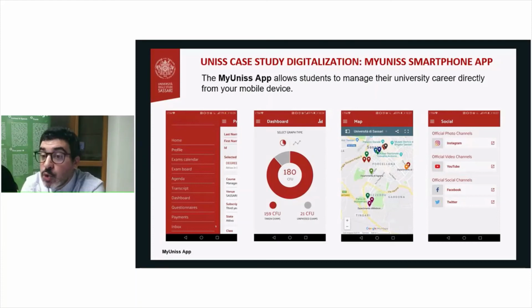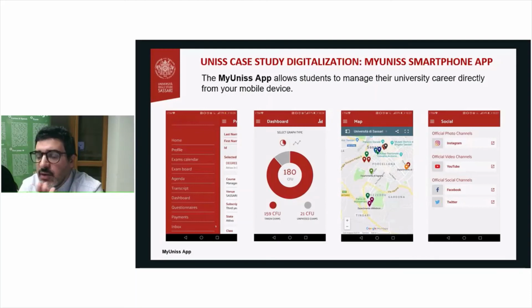On what we are doing now at the University of Sassari. We developed, being supported but also pushed by the national government, a mobile app for our students to manage their university career.